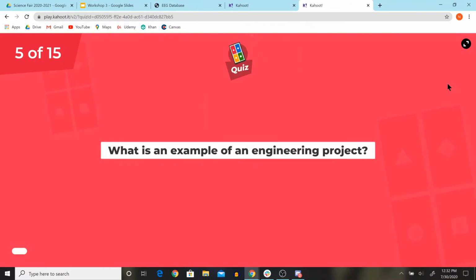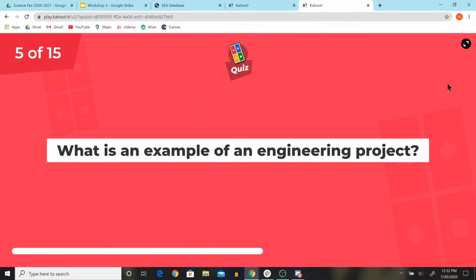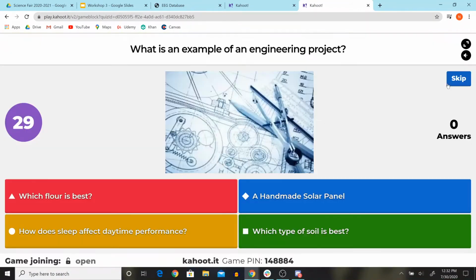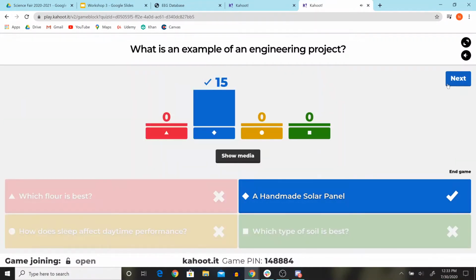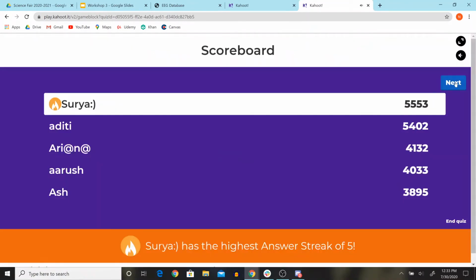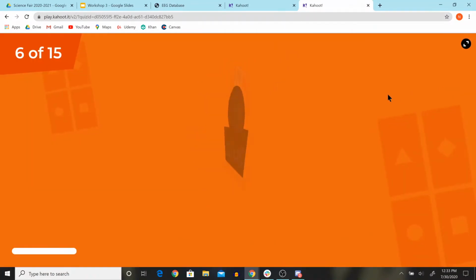Let's see. So, what is an example of an engineering project? We can go over this. So you guys kind of know what an engineering project is. You've got to build something. Okay. Question 6.